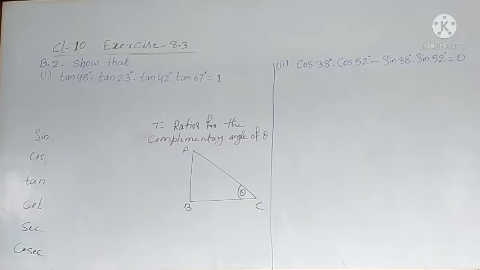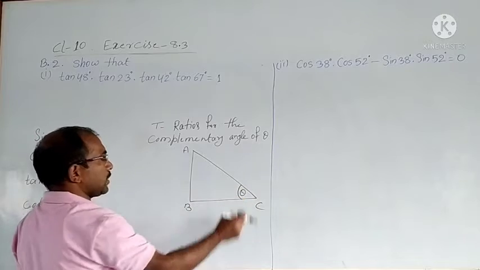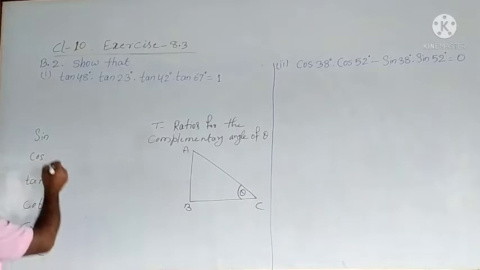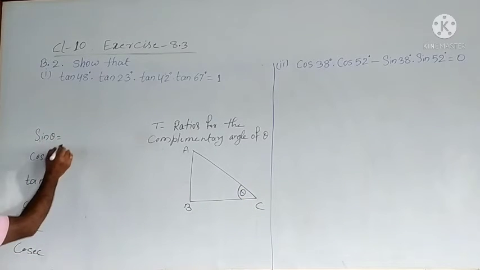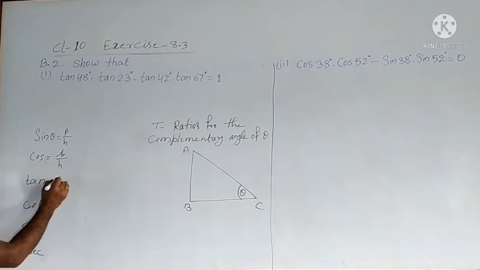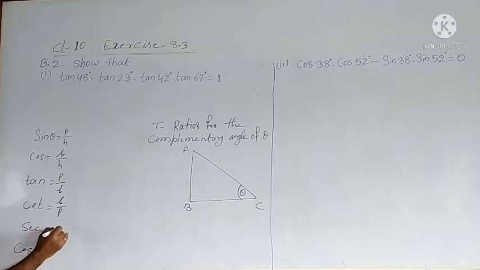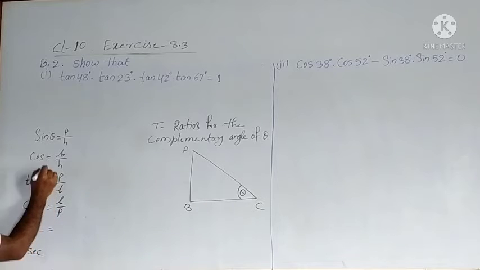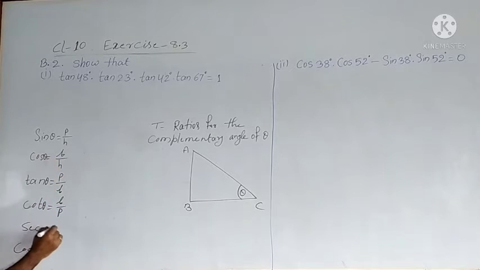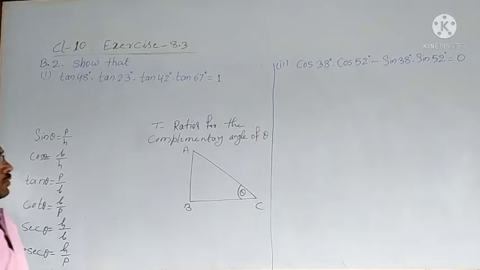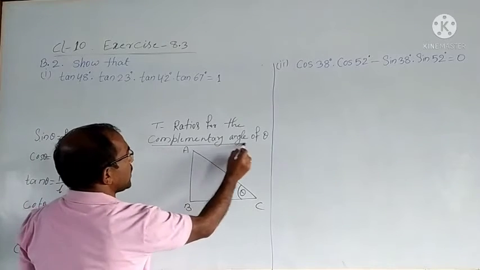If we work for this acute angle, theta, then sine theta is equal to perpendicular by hypotenuse. Cos is base by hypotenuse, tan is perpendicular by base, cot is base by perpendicular, sec theta is hypotenuse by base, and cosec theta is hypotenuse by perpendicular. But here we are going to learn these trigonometric ratios for the complementary angle of theta.